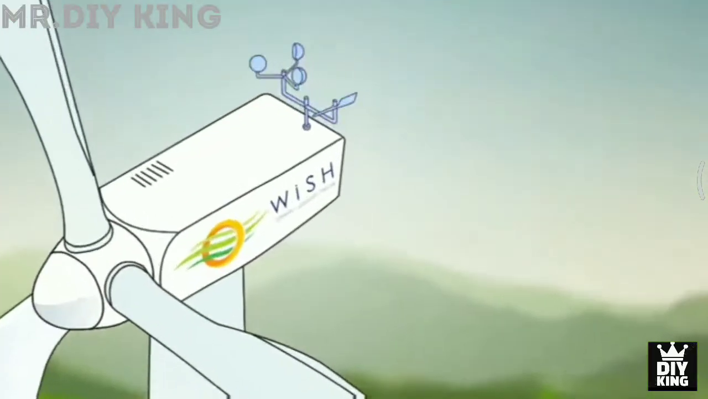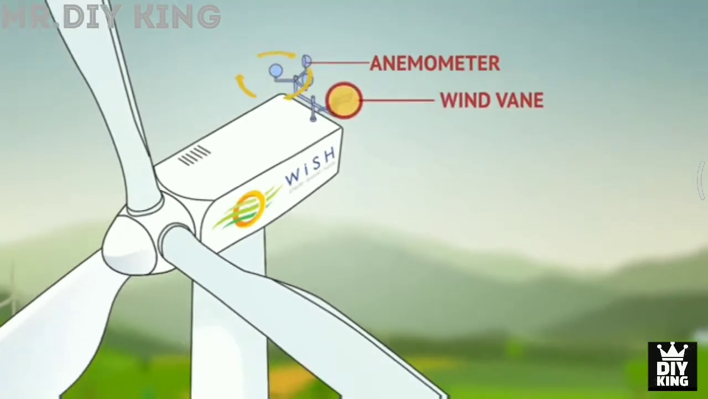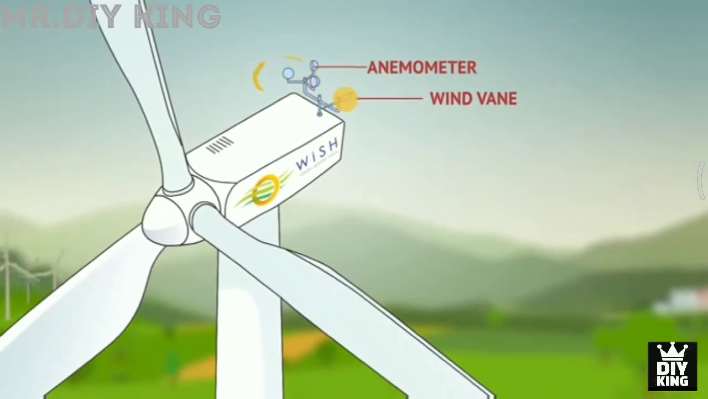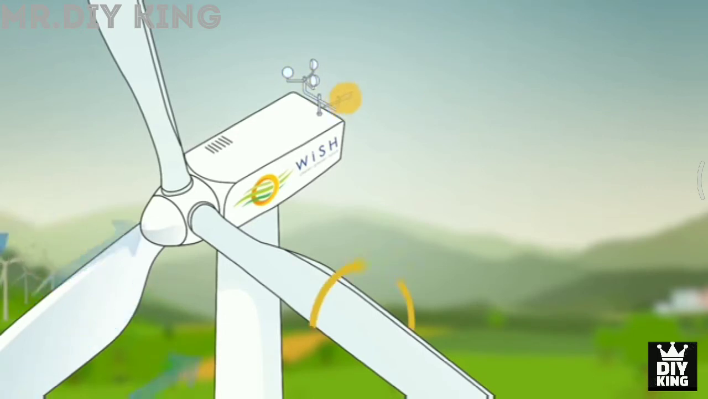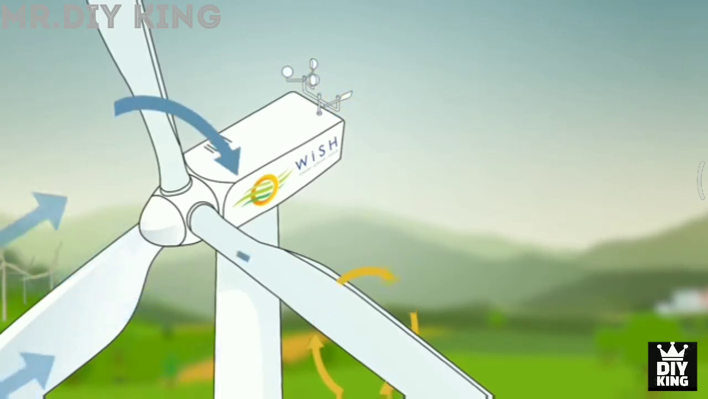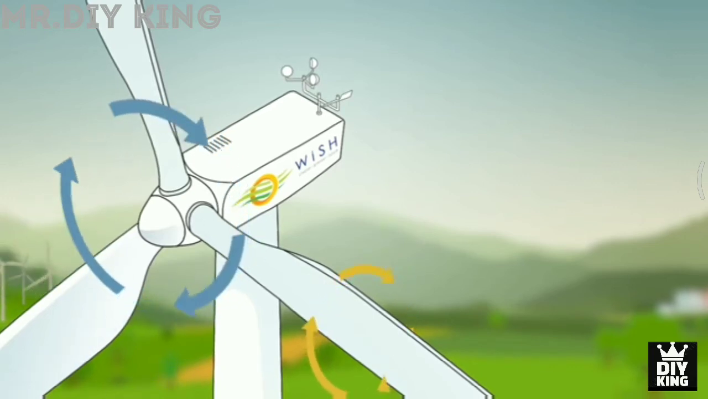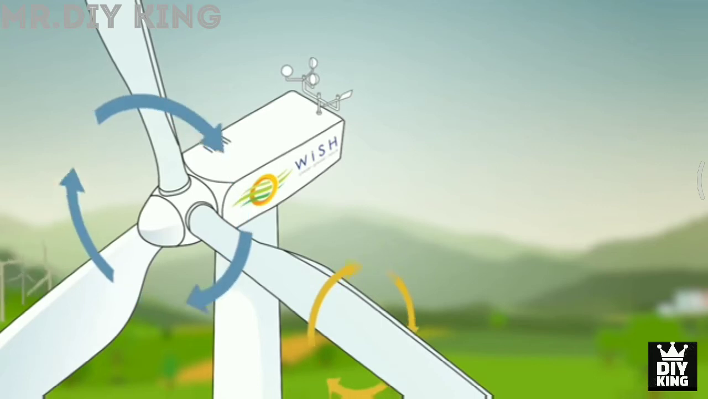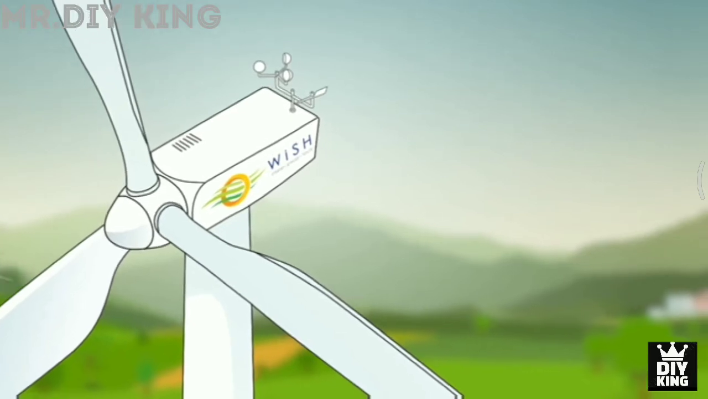Behind the nacelle is the anemometer, a device that measures the wind speed, and the wind vane, which measures the wind direction and orients the turbine accordingly so that the blades face directly into the oncoming wind and capture the maximum amount of energy. When the wind hits the blades, they get lifted and rotate around the central hub. In most large modern turbines, the blades can swivel on the hub at the front so they can meet the wind at the best angle.